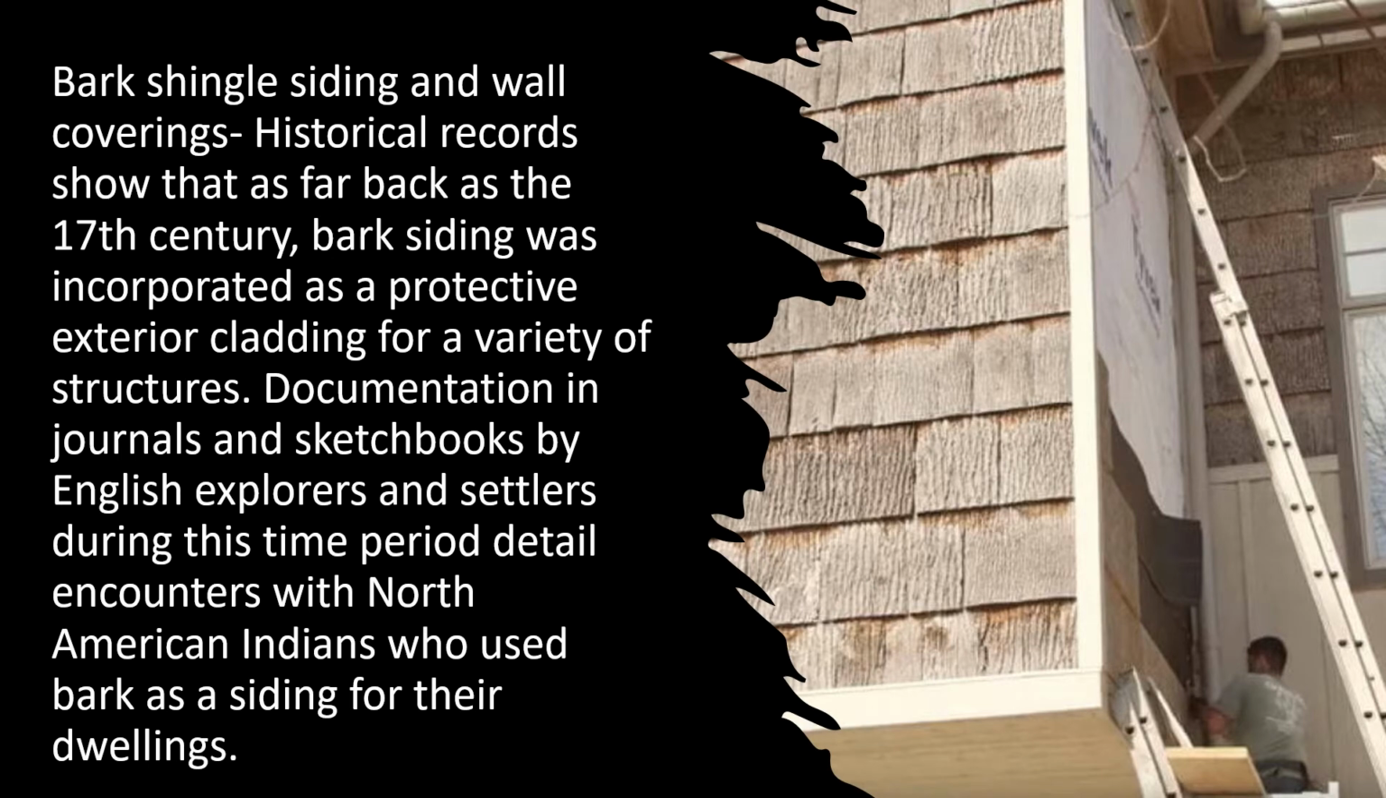Bark shingle siding and wall coverings. Historical records show that as far back as the 17th century, bark siding was incorporated as a protective exterior cladding for a variety of structures. Documentation, journals, and sketchbooks by English explorers and settlers during this time period detail encounters with North American Indians who used bark as a siding for their dwellings.